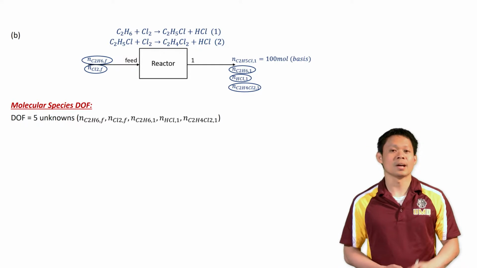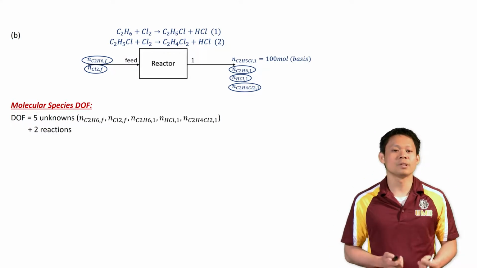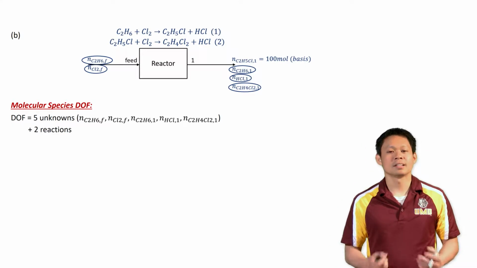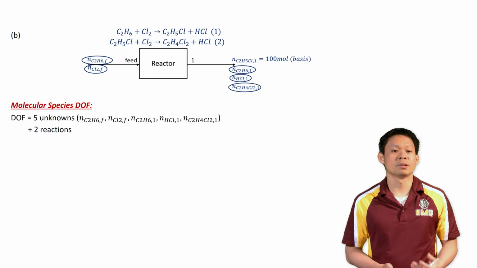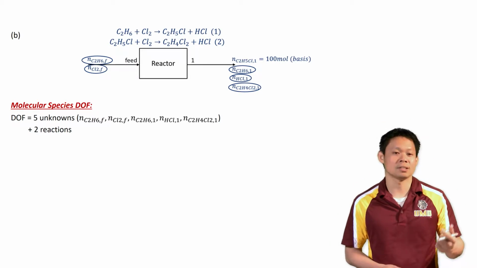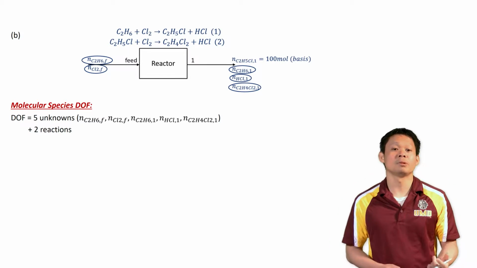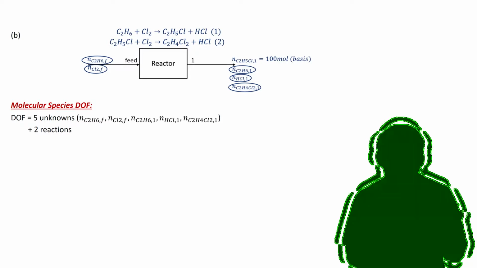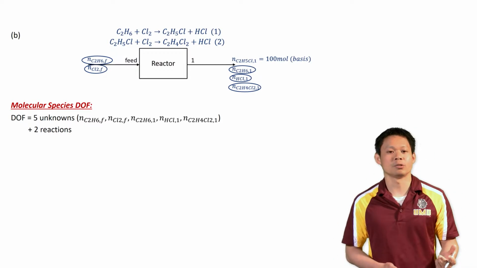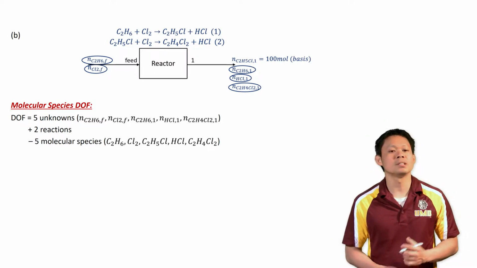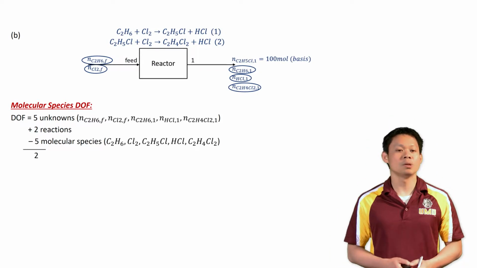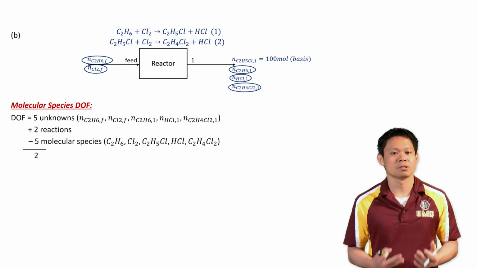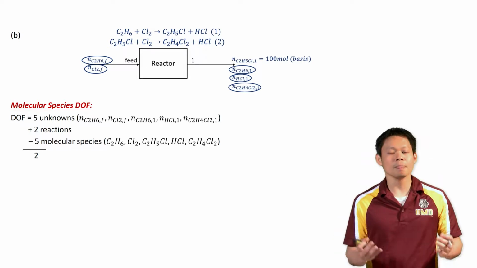Next thing to do is to add the number of reactions. In this case, we have 2 reactions. The next thing is to count the number of molecular species. In this case, we have 5 different molecular species. We have C2H6 and Cl2, which are coming in, and we have the 3 products, C2H5Cl, HCl, and C2H4Cl2. So we have 5 different molecular species. We can write 5 different balances. We end up with a degree of freedom of 2, which means that we cannot actually solve this question completely.